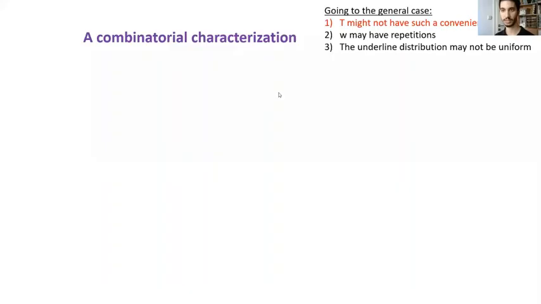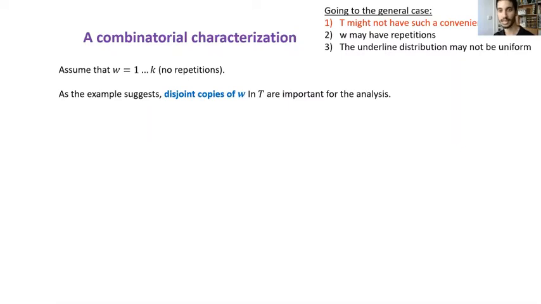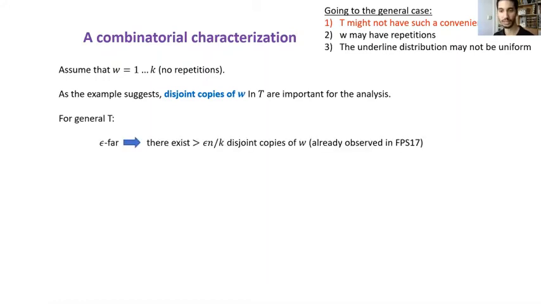To address the first issue, we present a combinatorial characterization. We assume that W has no repetitions, so without loss of generality, W equals 1, 2, up to K. And notice that, as the simple example suggests, disjoint copies of W in T are important for the analysis. In fact, it was already observed that if a text T is epsilon far from being W free, then there exist more than epsilon n over K disjoint copies of W in T.